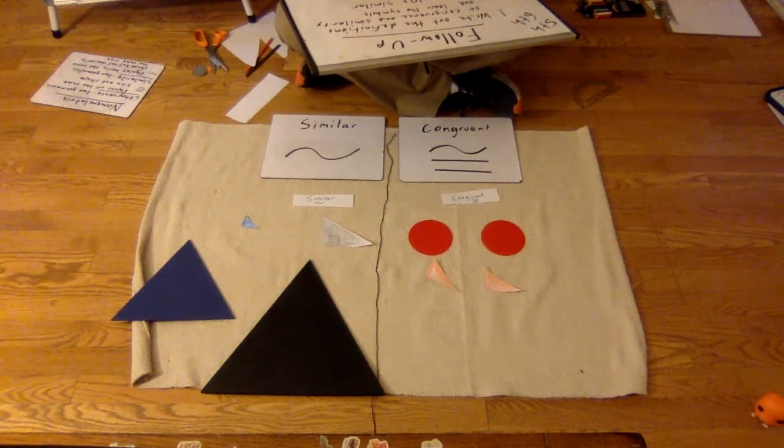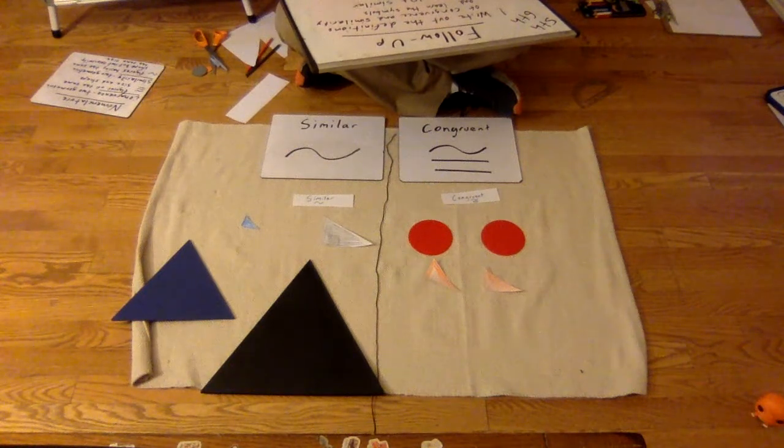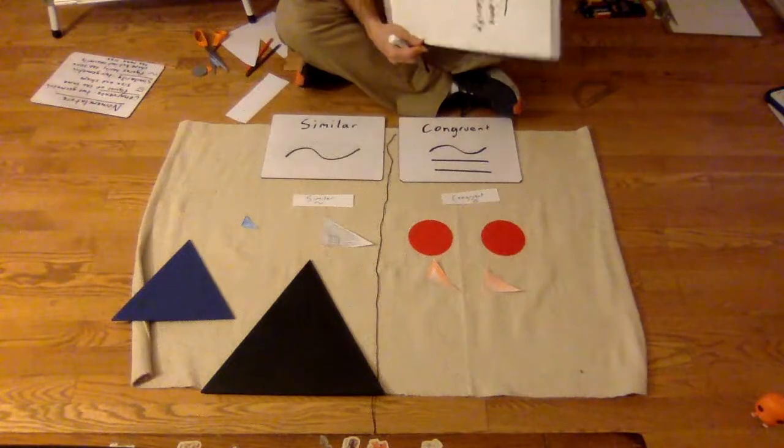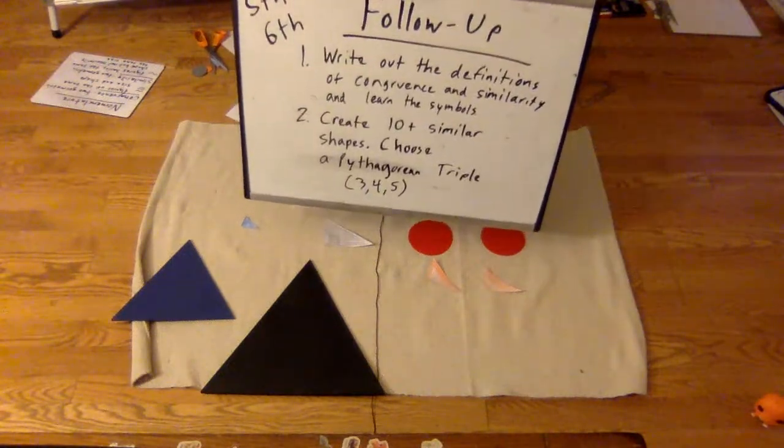Like I did, I chose a 3, 4, 5. You could choose a 5, 12, 13 or 7, 12, 13, but I chose the easy one, 3, 4, 5. So choose a Pythagorean triple for a triangle. That might be a good idea.